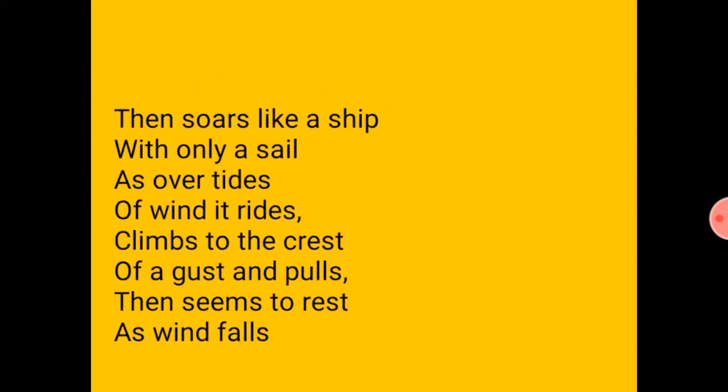Then soars like a ship with only a sail, as over tides of wind it rides, climbs to the crest of a gust and pulls, then seems to rest as wind falls. The poet says that a kite is just like a ship. In these lines, the poet compares the kite to a ship.